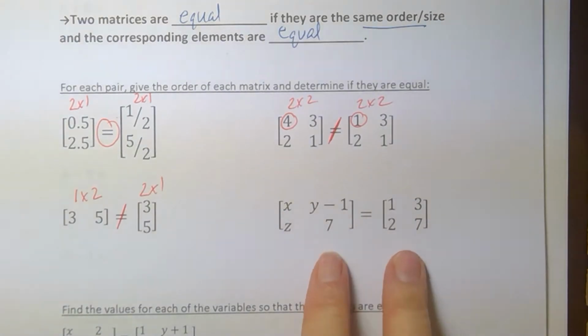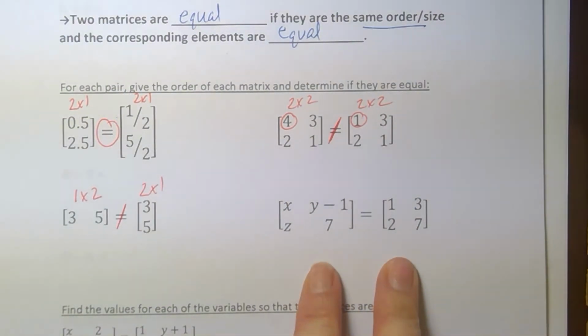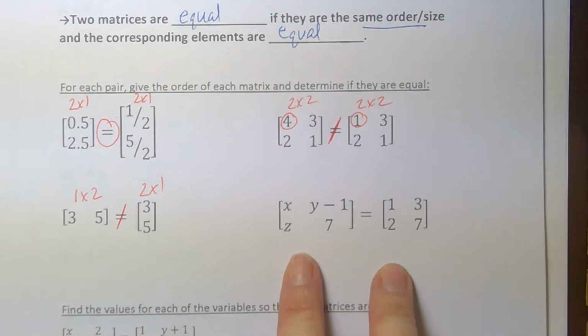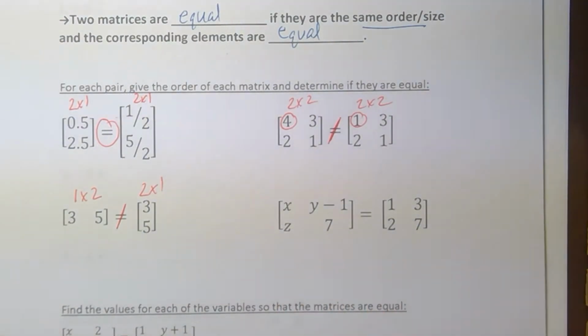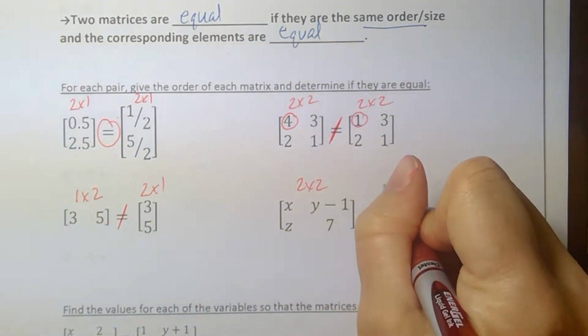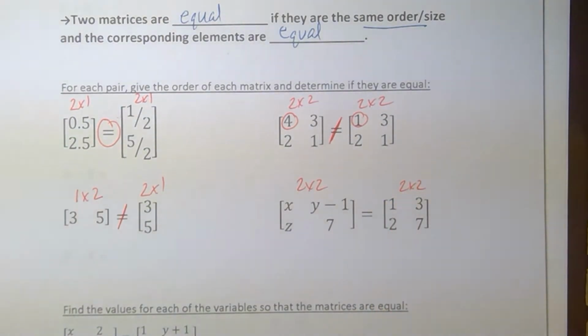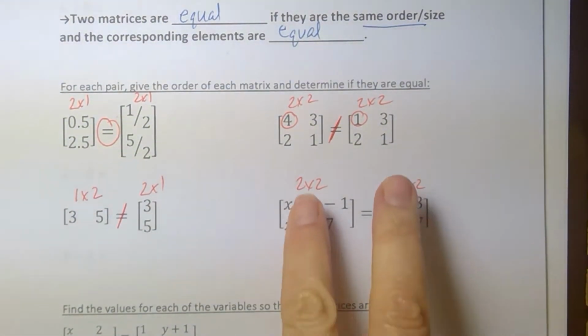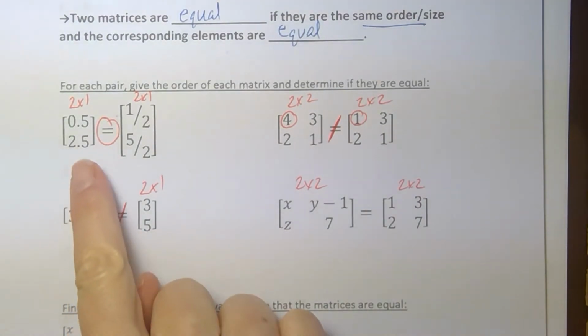Let's assume that these matrices can be made to be equal because I have some unknowns. I have some variables in here. I can see that each of these matrices is a 2 by 2 square matrix. So 2 by 2s are square matrices. These are not square matrices.